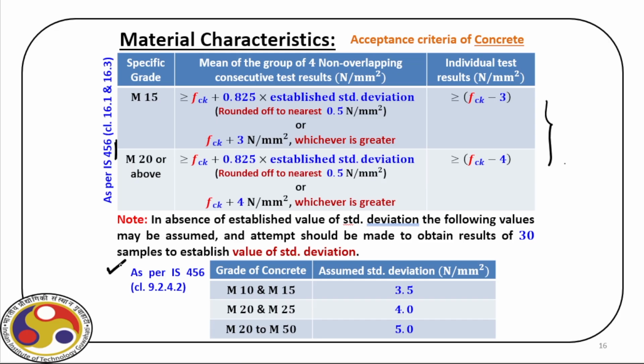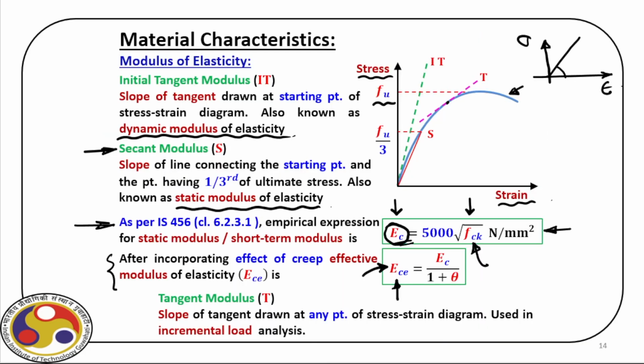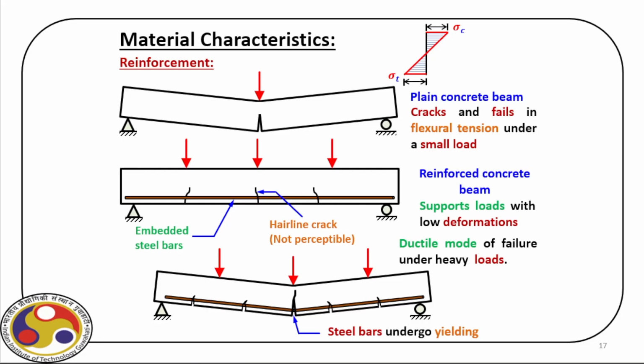And as you can see here, the clause number is 9.2.4.2, and depending upon the different grade of concrete, the code recommends the assumed standard deviation value. So for our calculations we can use that, and then if the need be, we can test the samples and cross verify. Okay. Now as we progress further, we have defined the properties of concrete.